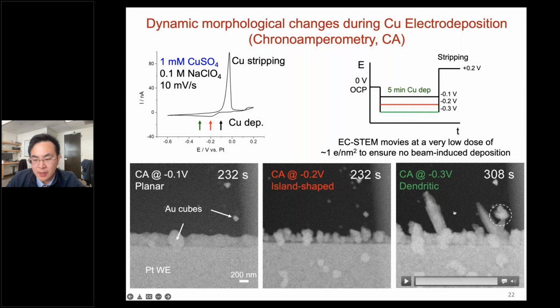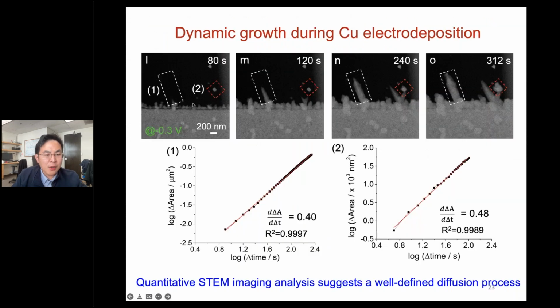So this gave us a chance to analyze dendritic growth because we are in the STEM mode. The image intensity is quantitative. By doing that, we can quantify the growth rate of the crystal relying on the STEM image intensity. In both cases, in terms of crystal growth rate, we are seeing a square root relationship. And from the crystal growth perspective, we are also observing a well-defined diffusion control process.